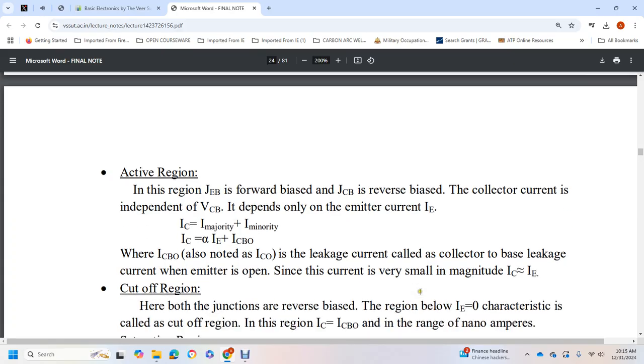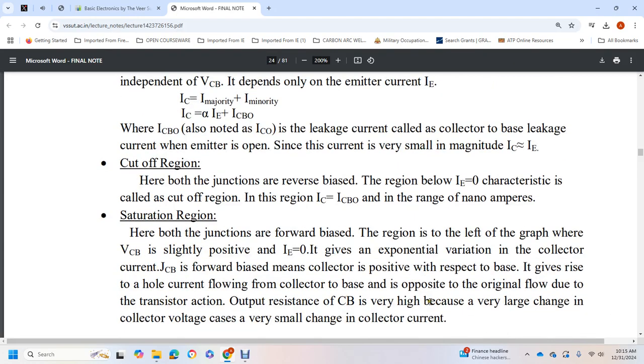Cutoff region. Here both junctions are reverse biased and the emitter current IE is equal to 0. In the cutoff region, the collector current is equal to the collector base leakage current, in the range of nanoamperes.